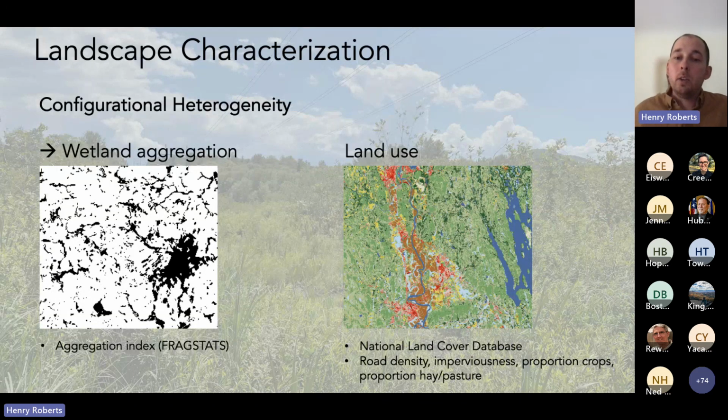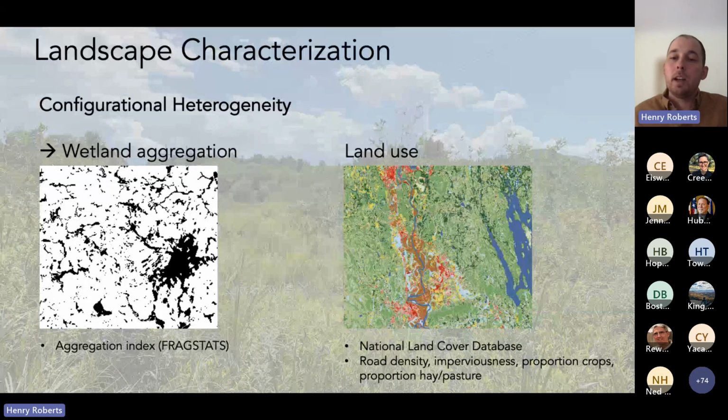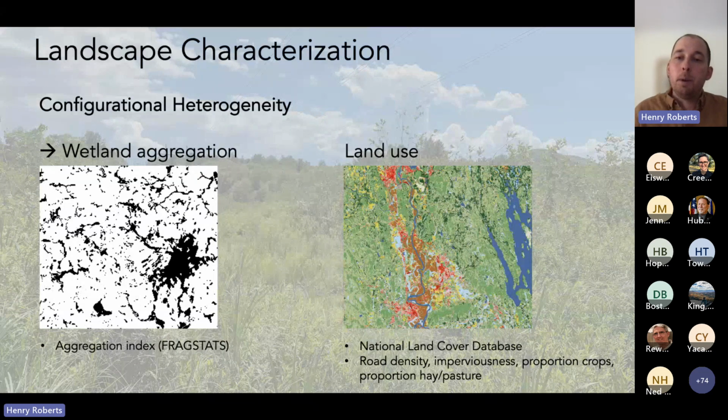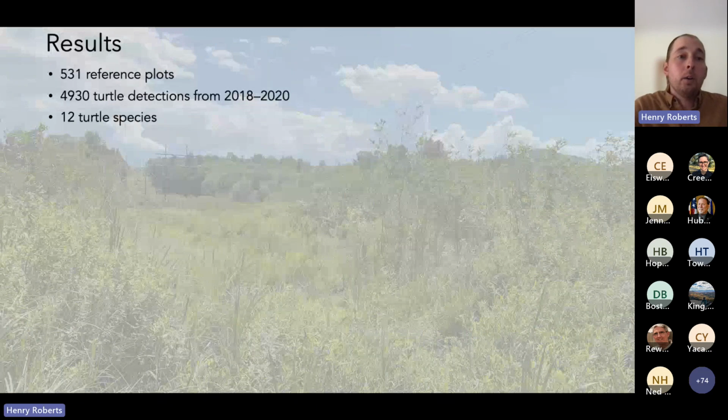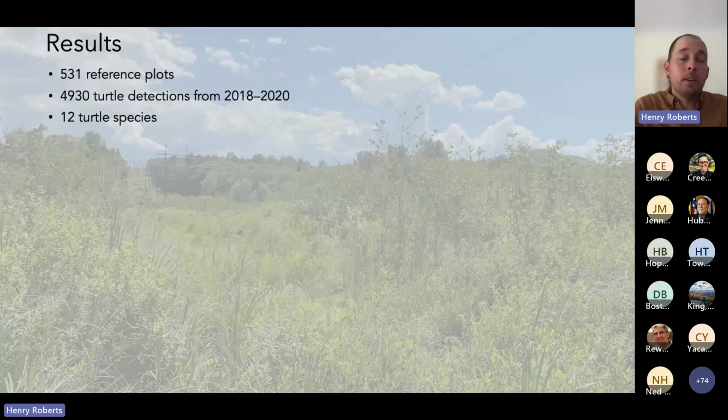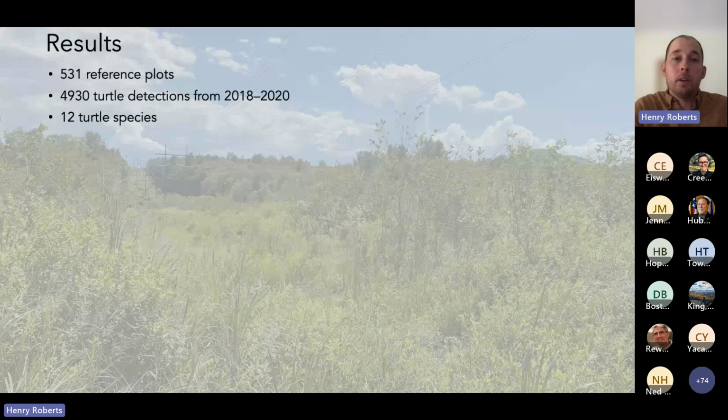And to characterize land use, we used the National Land Cover Database and focused on 4 different land cover types: road density, impervious surface, crop cover, and hay pasture cover. In total, we ended up sampling 531 distinct sampling plots across this area, from 2018 to 2020. And this yielded about 5,000 turtle detections across 12 turtle species.